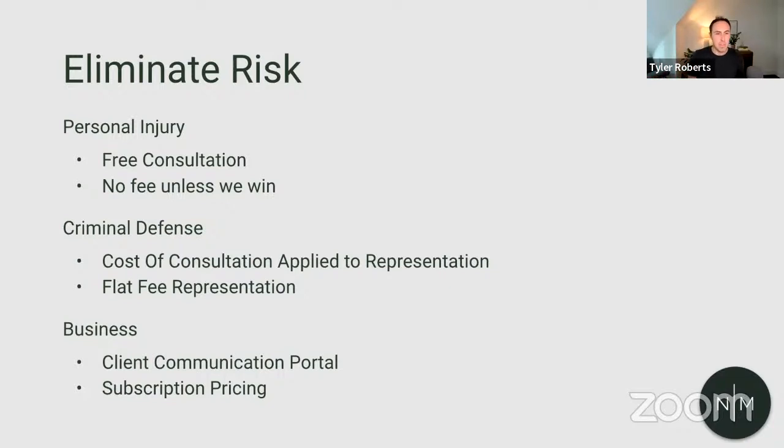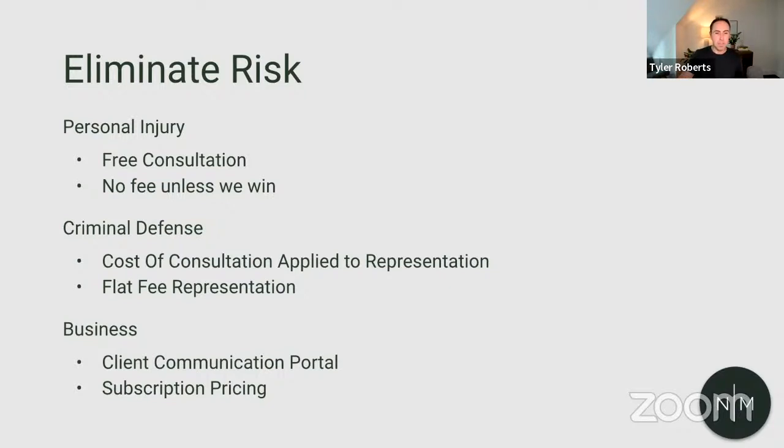In criminal defense, you could look at something like flat fee representation. Instead of charging hourly, we have flat fee representation. We tell you exactly what that's going to be up front, and we'll give you a payment plan so that you can pay it out over time. You could also do something like the cost of a consultation will be applied to representation. That way you can get paid for that initial consultation as well.